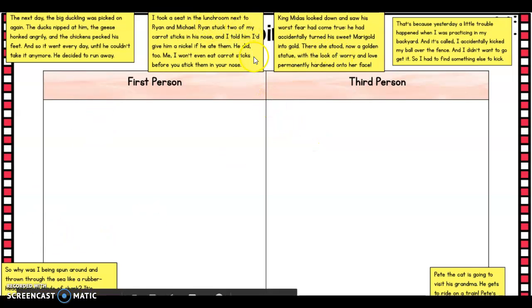I took my seat in the lunchroom next to Ryan and Michael. Ryan took two of my carrot sticks in his nose. Ew. And so I told him I'd give him a nickel if he ate them. Gross. He did too. Me, I wouldn't even eat carrot sticks before you stick them in your nose. So I noticed that we have the pronouns I and my. I come first, so I know that is first person narrator. So you would drag this box to the first person column.